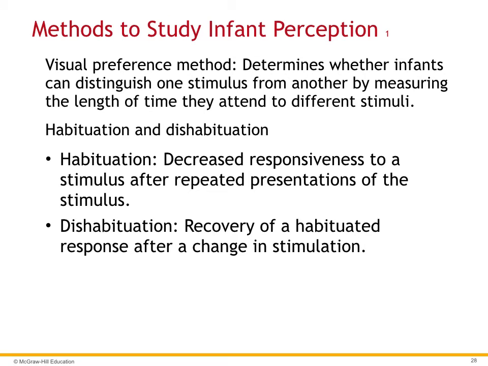Methods to study infant perception. We have the visual preference method, which determines whether infants can distinguish one stimulus from another by measuring the length of time they attend to different stimuli. Your textbook does a good job talking about it, and one of its graphics shows that a lot of times the human face is something that can hold the attention of an infant for a longer amount of time.